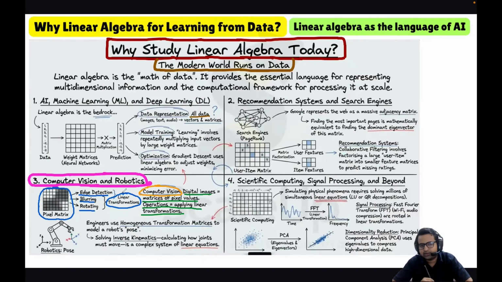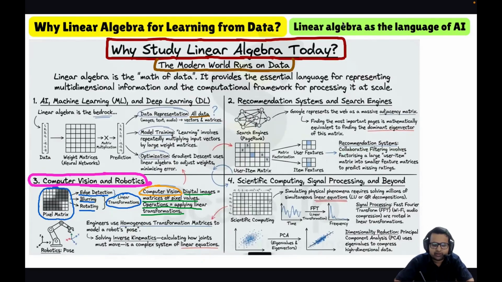Hence, computer vision heavily makes use of linear algebra, because whenever we are talking about matrices, we are talking about linear transformations, we are talking about linear algebra. So, linear algebra is used to represent digital images and also to process digital images.